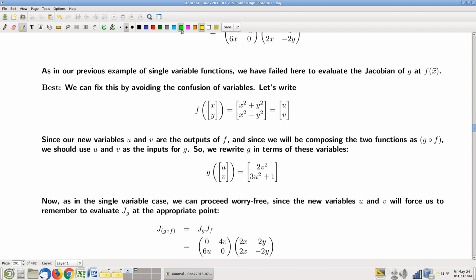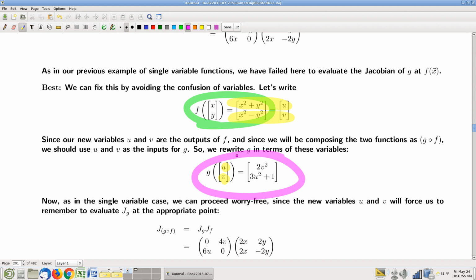I'm going to keep f, no particular reason, written in terms of x's and y's, just as it was given to me. I'm going to name those outputs u and v, and then rewrite g in terms of u and v. So f takes x's and y's and gives me u's and v's. G takes those u's and v's and gives me these outputs that I don't actually have to give a name to, no reason. And now there's no confusion of variables.